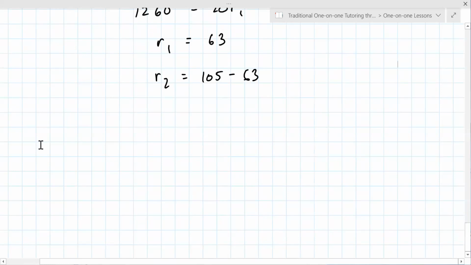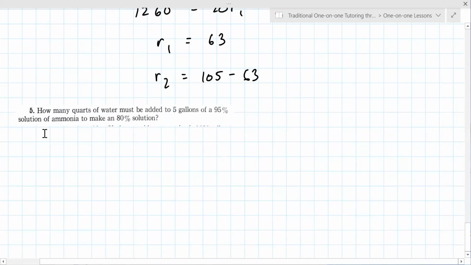On to number 5. How many quarts of water must be added to 5 gallons of 95% solution of ammonia to make an 80% solution? So how many quarts of water must be added to 5 gallons of 95%?